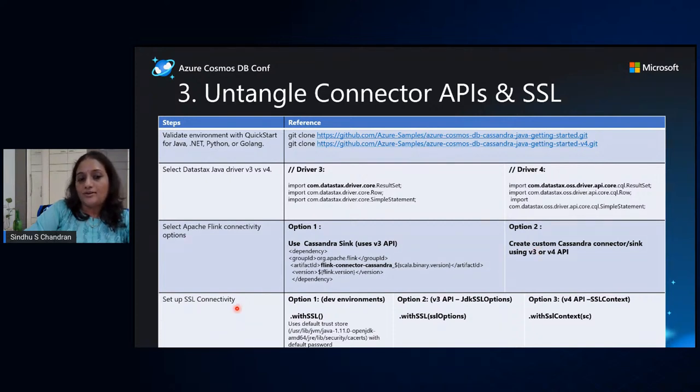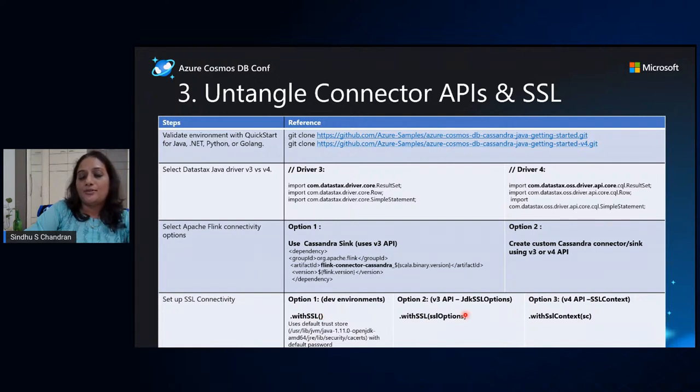The last thing to know in terms of code changes is related to the SSL connectivity. You might not have been using this on-prem if you were in an internal environment. So this is something that has to be done when we move to Azure. You could use just the with SSL without a key store, and it would just pick up the default Java trust store, which would do for dev environments.